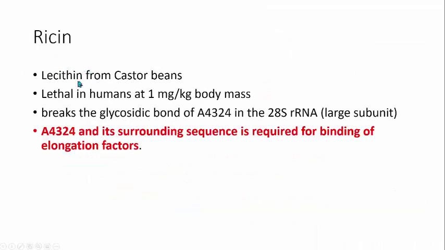Ricin is a molecule that comes from castor beans. It's highly poisonous because it breaks a single glycosidic bond, removing the adenine from a specific region of the large subunit of the ribosomal RNA. This specific adenine is required for the binding of elongation factors. If that adenine is removed, then elongation factors cannot bind. If they cannot bind, they cannot help the ribosome translocate. Therefore, we have an abrupt stop of all translation under the influence of ricin.